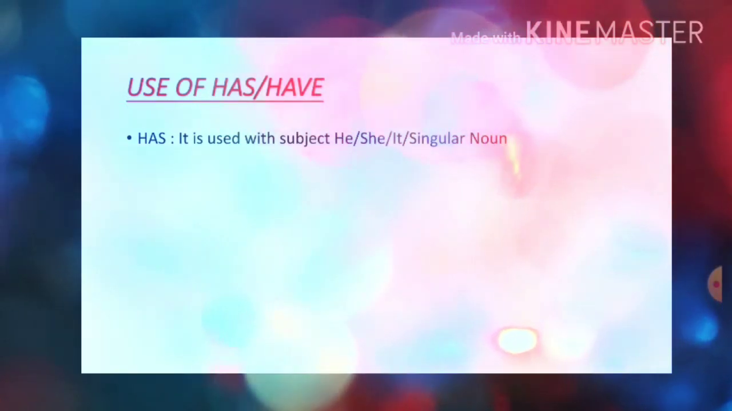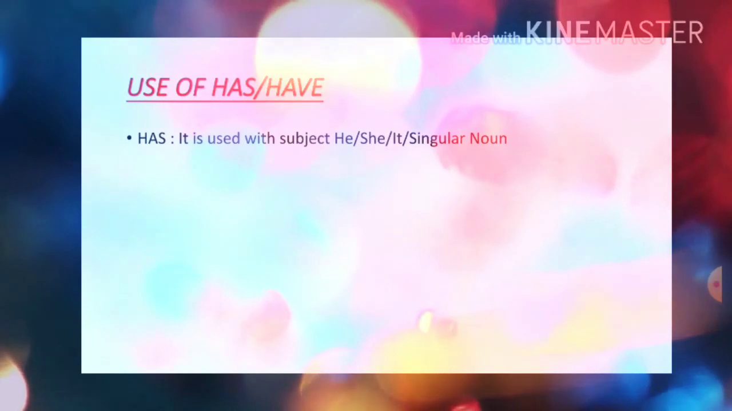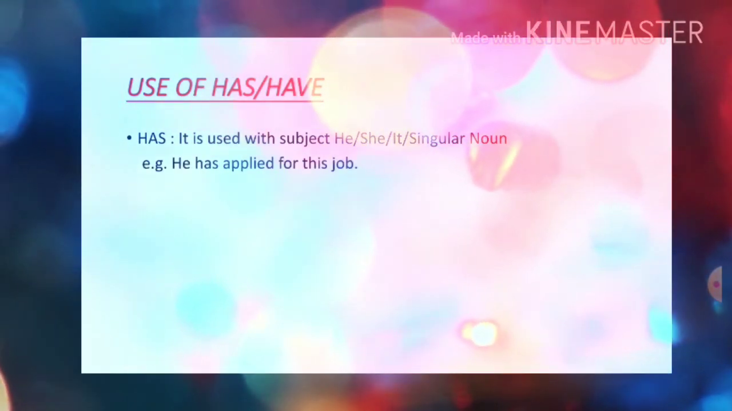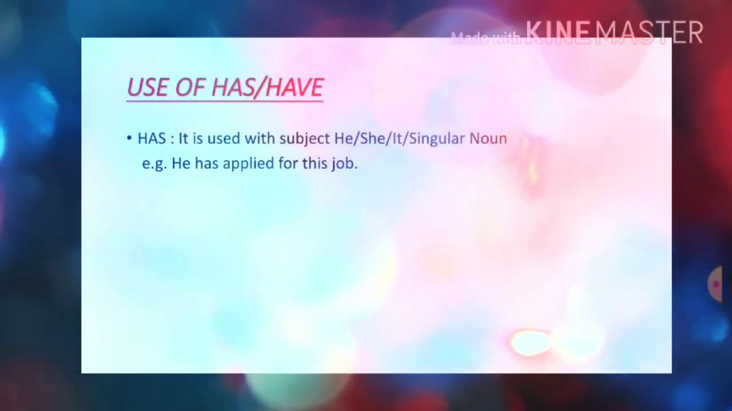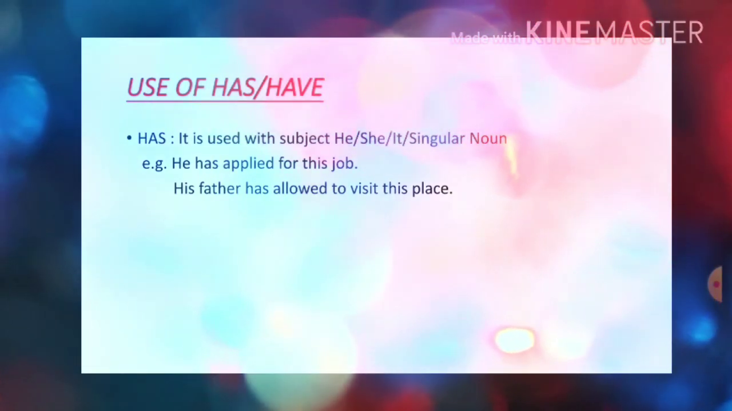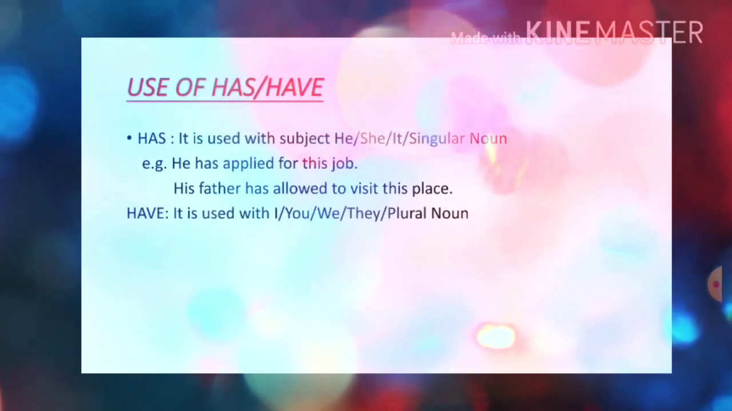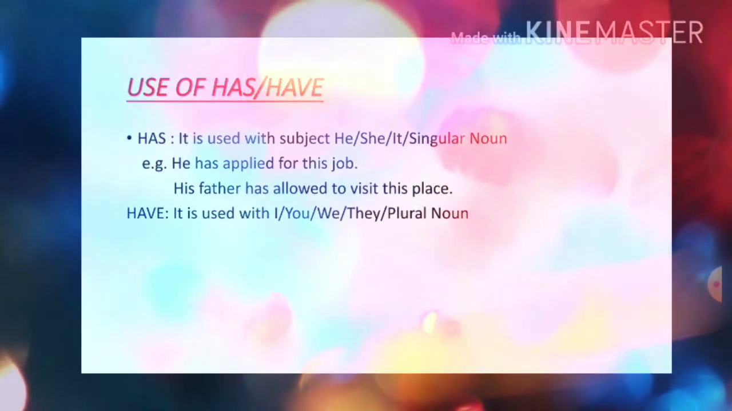Okay, now before going to start the next kind, here is one thing, that is the use of has or have. So firstly, let's talk about the use of has. Has is used with the subject he, she, it or a singular noun. For example, he has applied for this job. So here he and has are used together. His father has allowed to visit this place. So here with has, the main verb allowed is used.